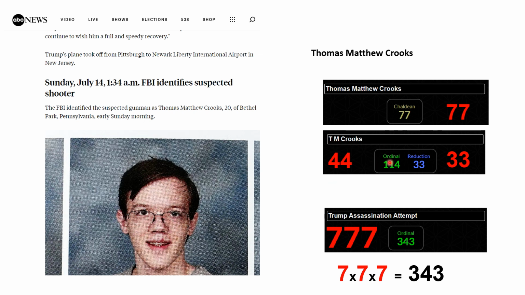TM Crooks is 114. 11 by 4 is 44, or death's door, or the kill number, and full reduction is 33 for masonry. If you look at Trump assassination attempt, it's 343. 343 is our 777 code, 7 by 7 by 7. Well, very interesting code.